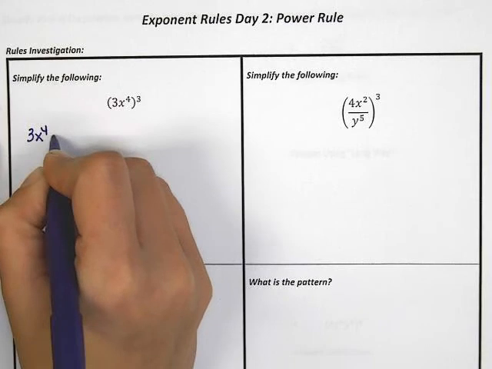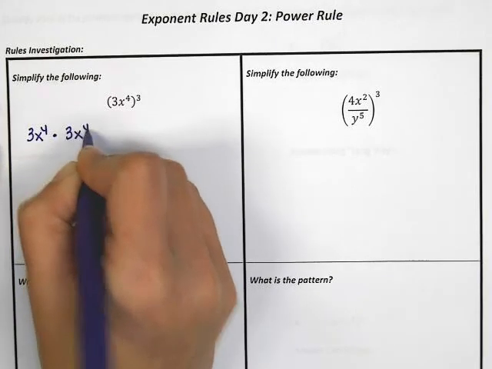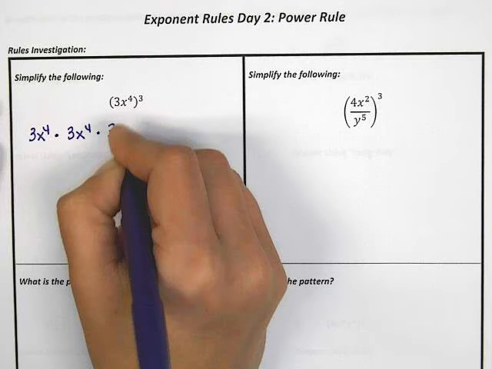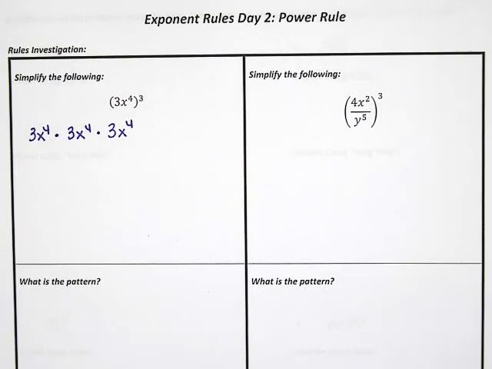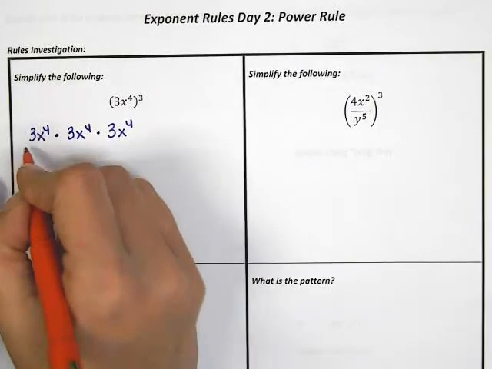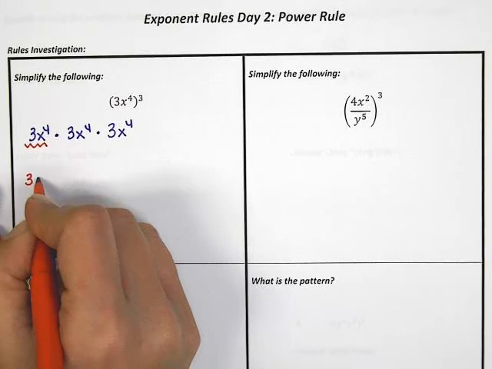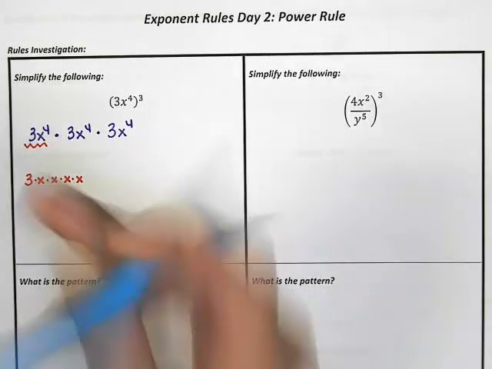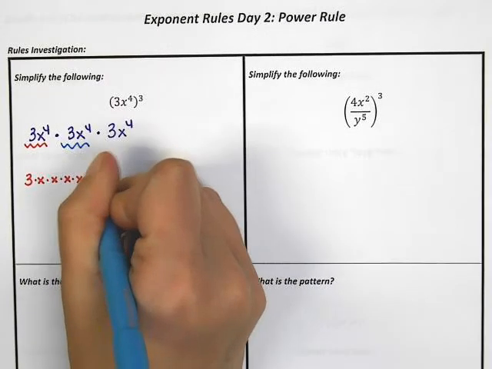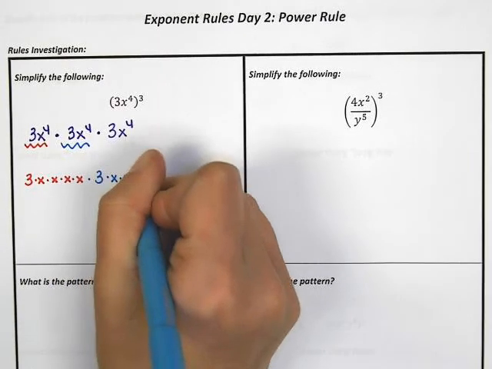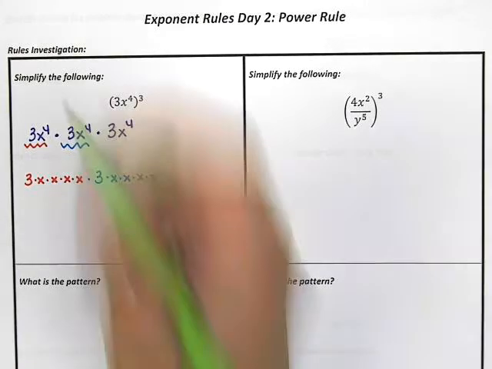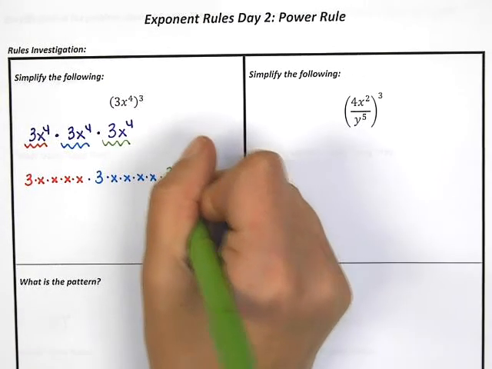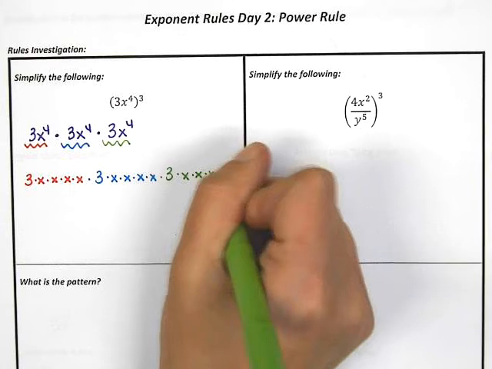3x to the fourth times another 3x to the fourth times another 3x to the fourth, which I would rewrite in an expanded way. The first one would become 3 times x times x times x times x. The second factor would become times 3 times x times x times x times x, and the last factor would become times 3 times x times x times x times x.